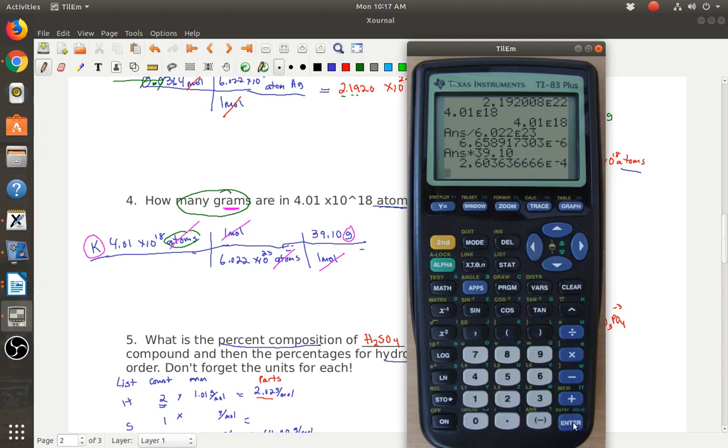2.6036 times 10 to the minus 4. This E, it means times 10 to the negative 4. So 2.6036. Let's write that down.